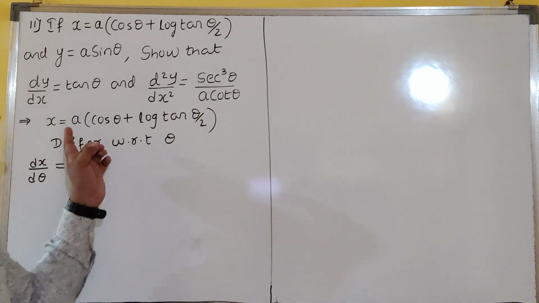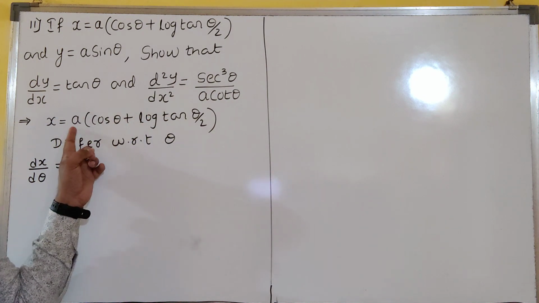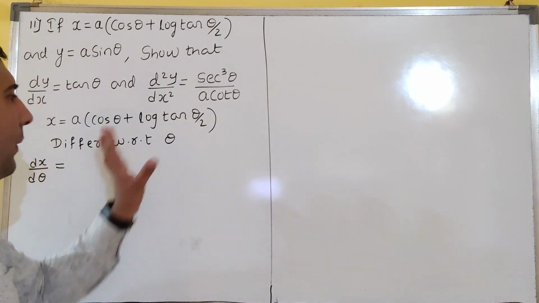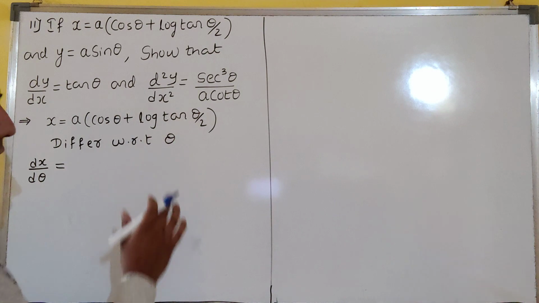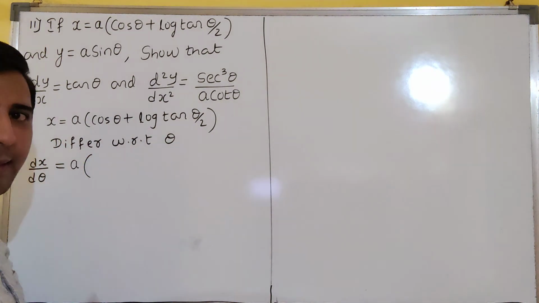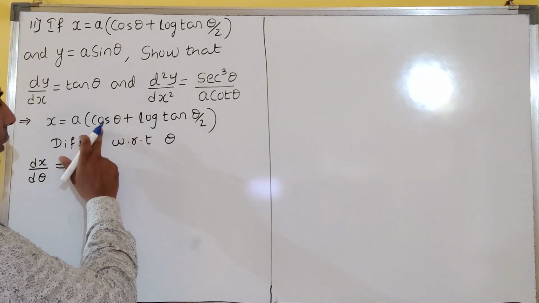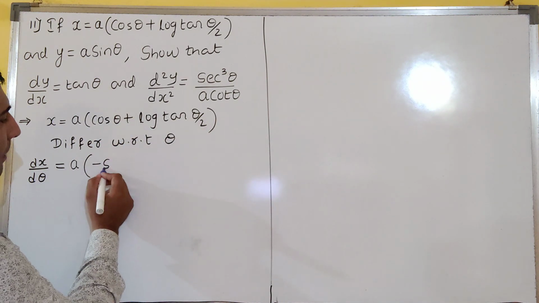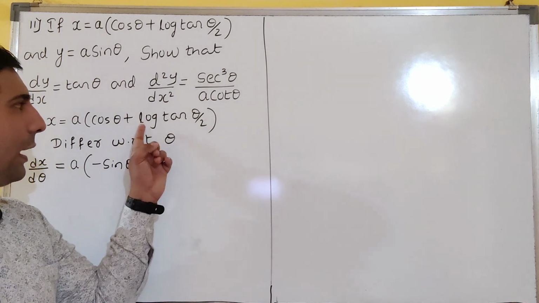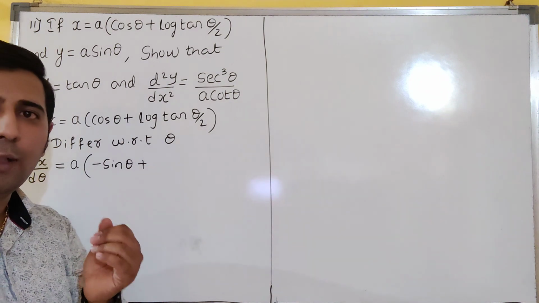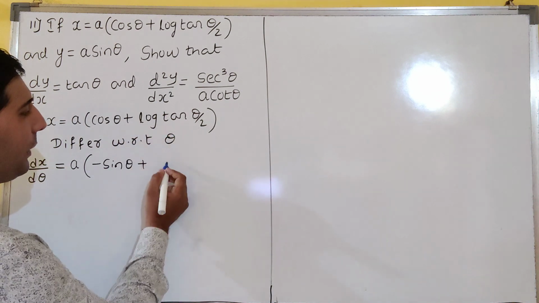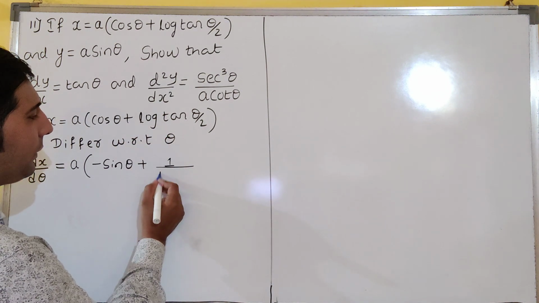Now this is looking like constant into function. A is a constant, and whatever you have written inside the bracket is called a function, dear students. For constant into function, the derivative is, the constant is written as it is. Derivative of the function cos theta is minus sin theta, dear students. Plus, this is looking like log x. Log x derivative is what? 1 by x. X is what, dear students?